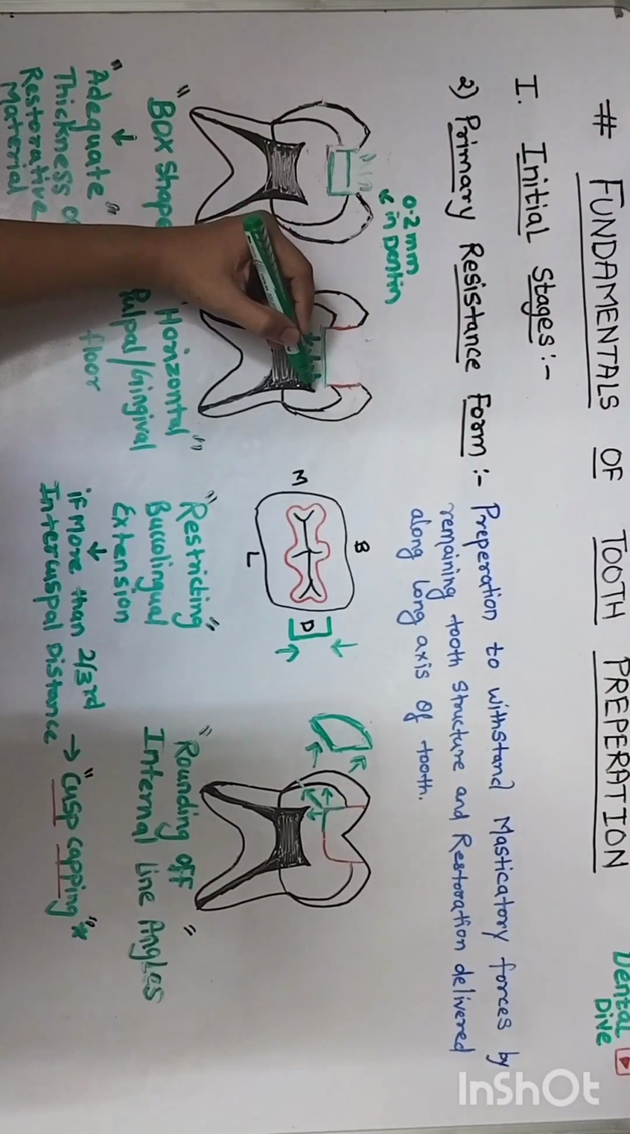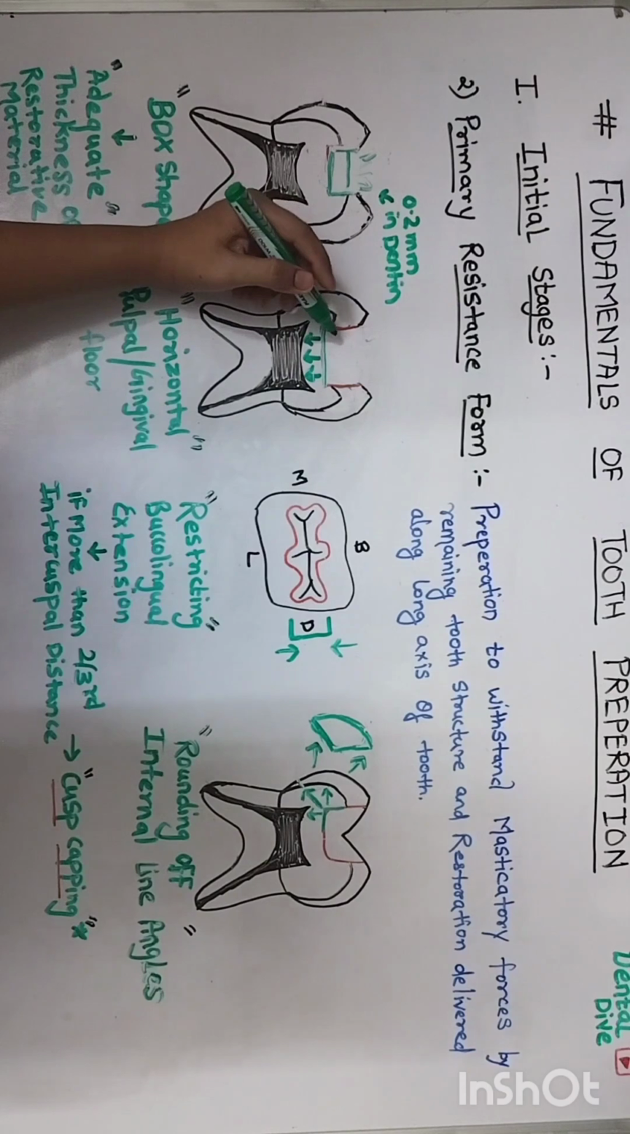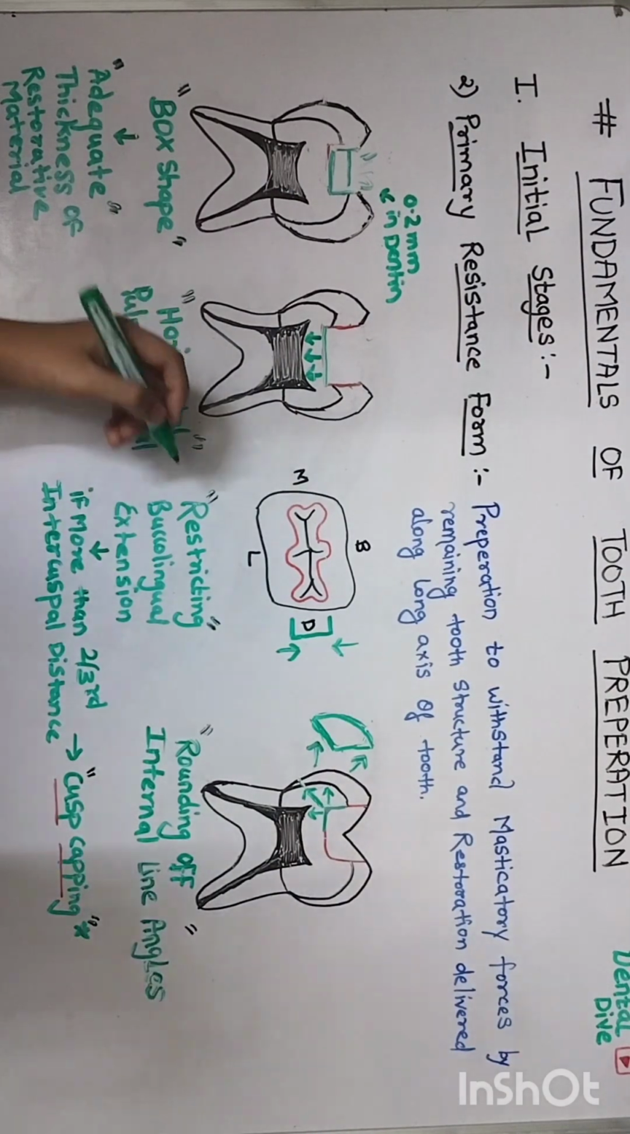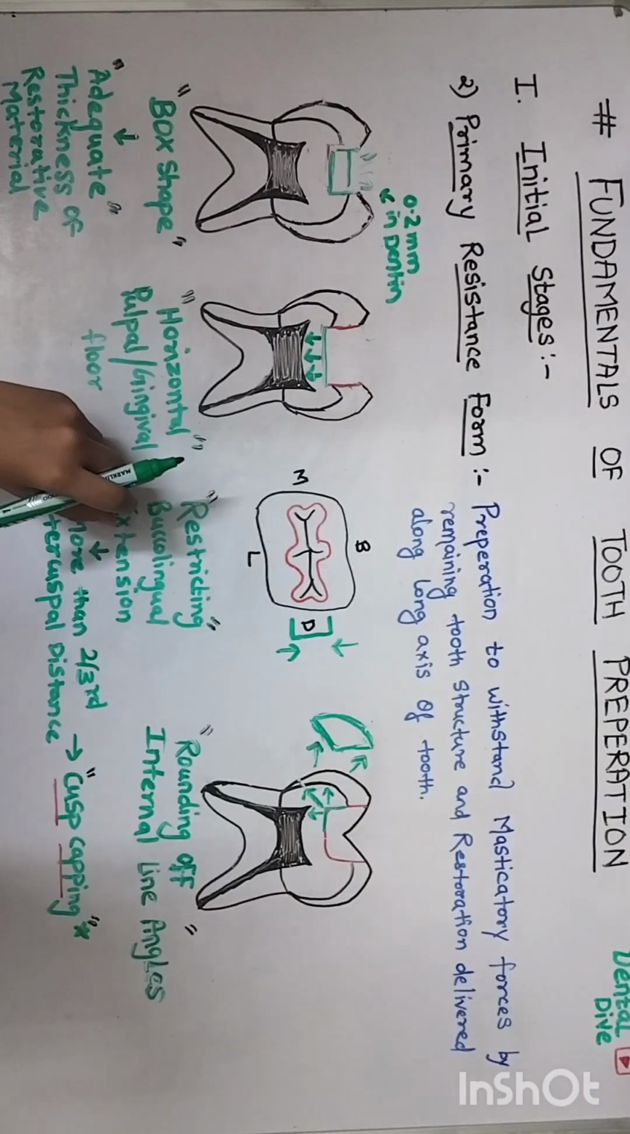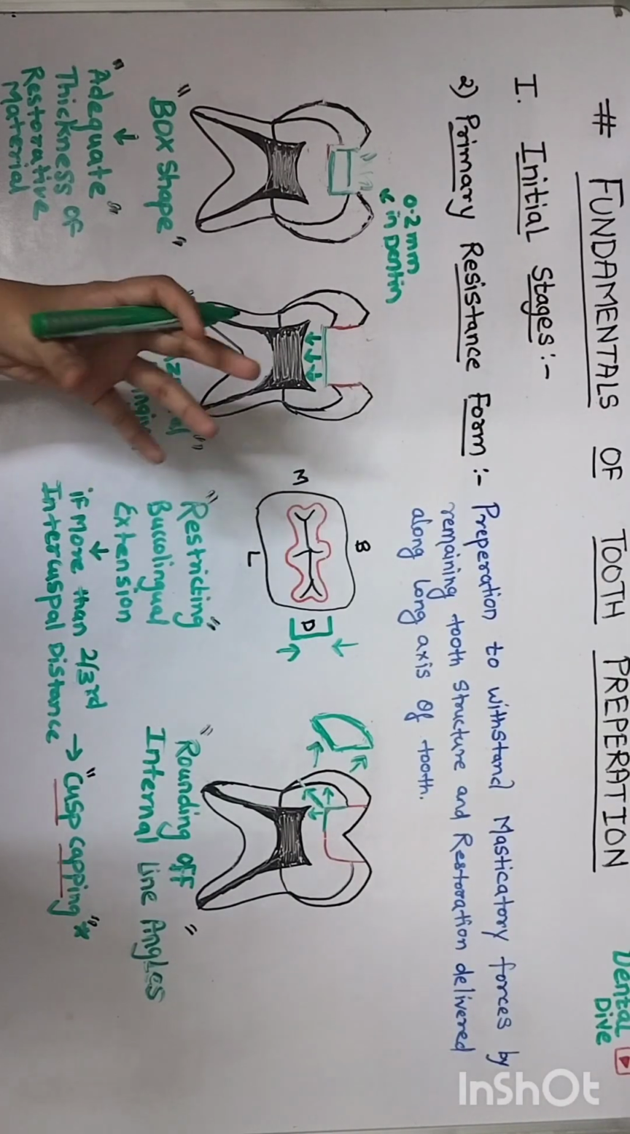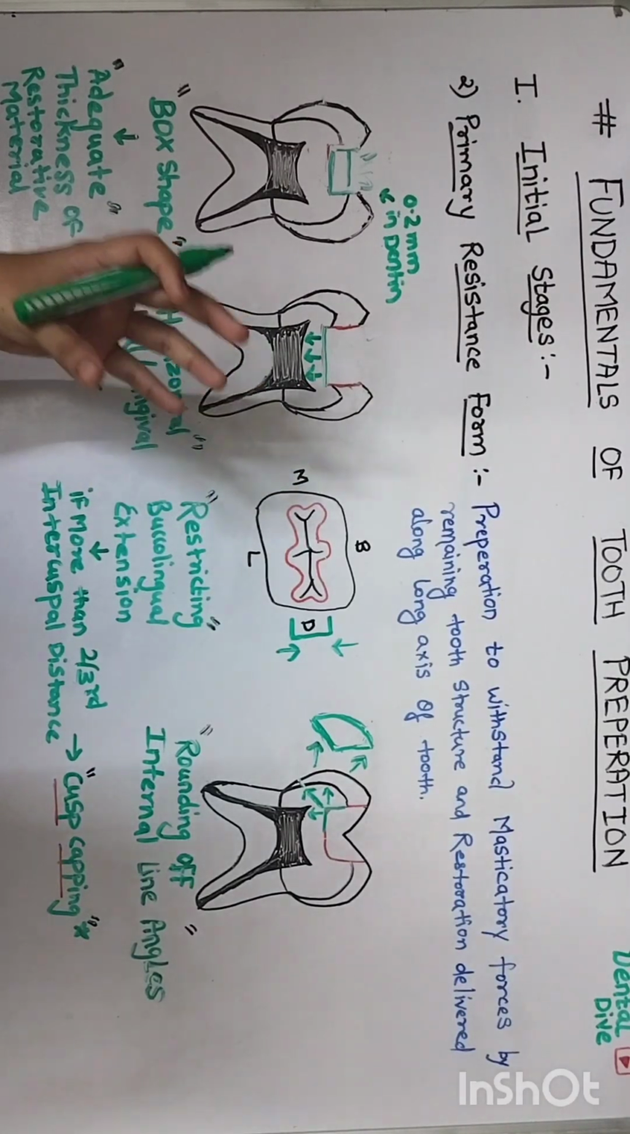So there should be even distribution of forces towards the pulp of the tooth. Third is restricting your buccolingual extension. Why? Because to preserve your tooth structure as much as possible.